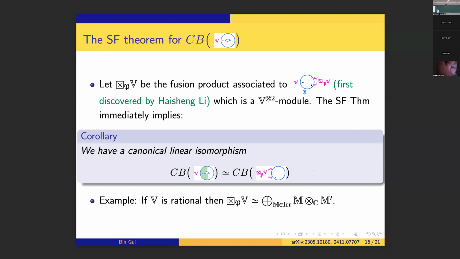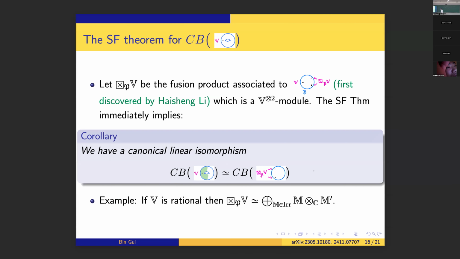So you see, on the right-hand side, it is the space of conformal blocks associated to the sphere with two marked points. And for the two marked points, the V tensor V module that you should associate to them is the fusion product of V with respect to P. Okay, so P is the geometric data on the top right-hand side. So this is the special case of our Thorne factorization theorem. And if you are not familiar with this fusion product of V, I can show you an example. In the rational case, this fusion product of V is just the direct sum over M tensor M prime, where M goes through all equivalence classes of irreducibles.